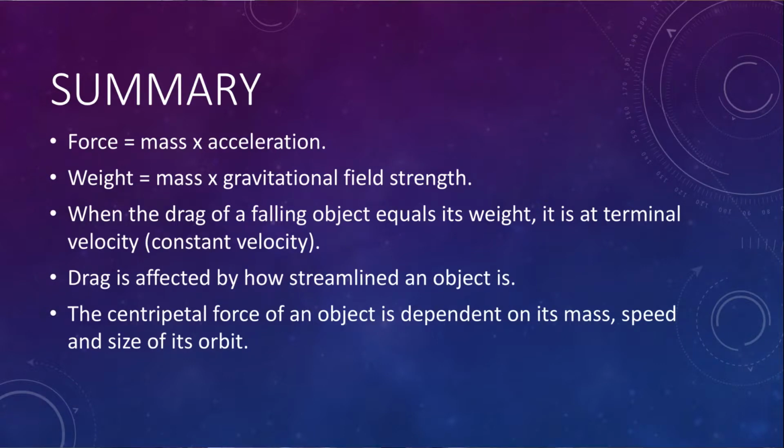In summary, force is mass times acceleration. Weight is mass times the gravitational field strength. And when the drag of a falling object equals its weight, it is at terminal velocity. This means it will continue to fall at a constant velocity. Drag is affected by how streamlined an object is, and the centripetal force of an object is dependent upon the mass of the object, the speed of the object, and the size of its orbit. Okay, that's it for forces and motion.